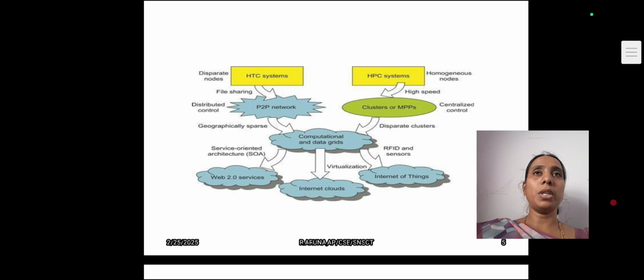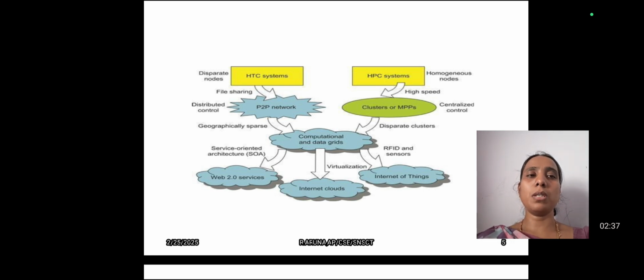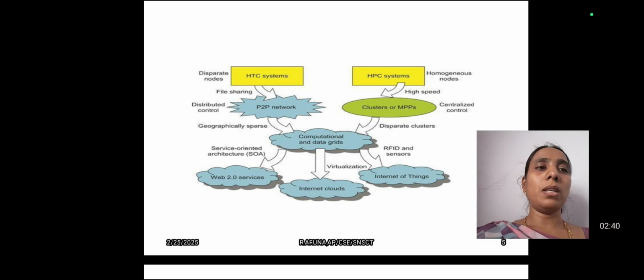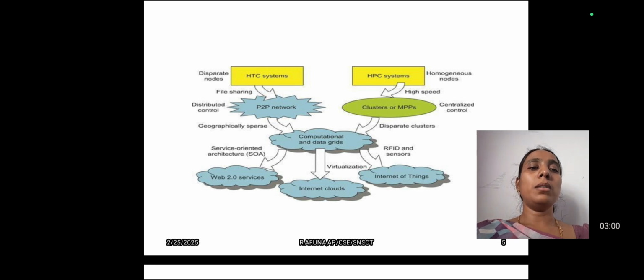This is an example of both HTC and HPC architecture. In HTC, we can see a high throughput system where the throughput is increased in a peer-to-peer network. Then in HPC, clusters are formed. In HPC, we have homogeneous nodes since it is high speed, with centralized control of clusters. In HTC, there are disparate nodes. For example, P2P, that is a peer-to-peer network, which shares files. Then service-oriented architectures are also included in the computation and data grids.